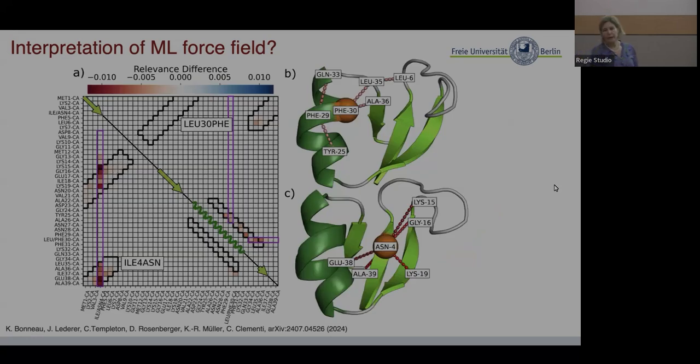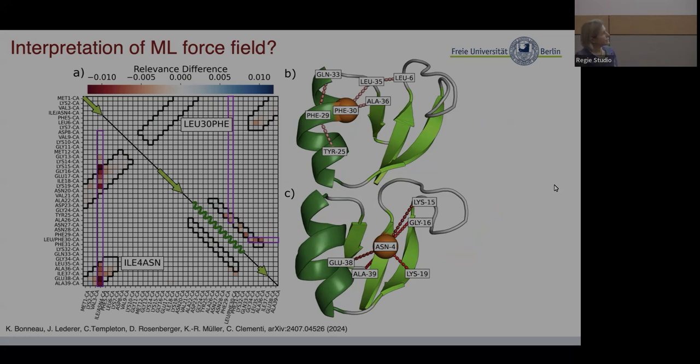And then we can do mutation again. When we do the mutation, we can look at how the network changed. So if you mutate here a leucine into a phenylalanine, these are the contacts that change the most. There is a distant contact that is not in contact with this residue 30 that changes because this is through the network.